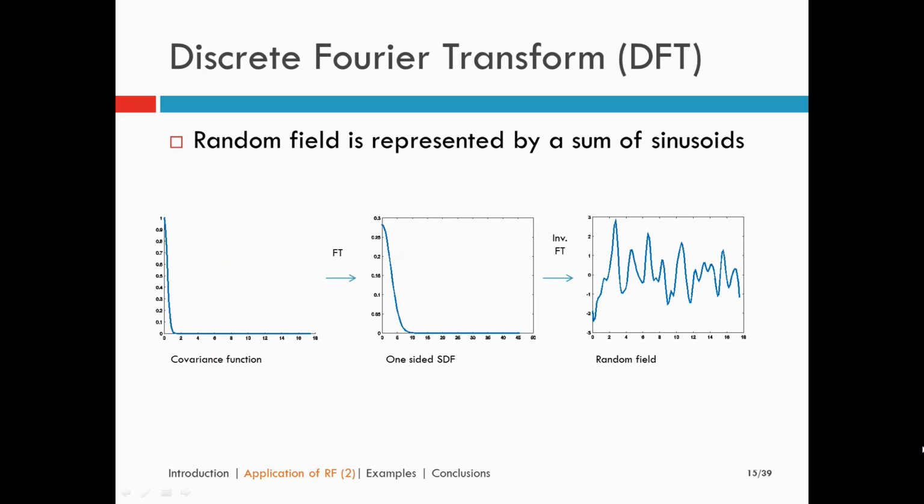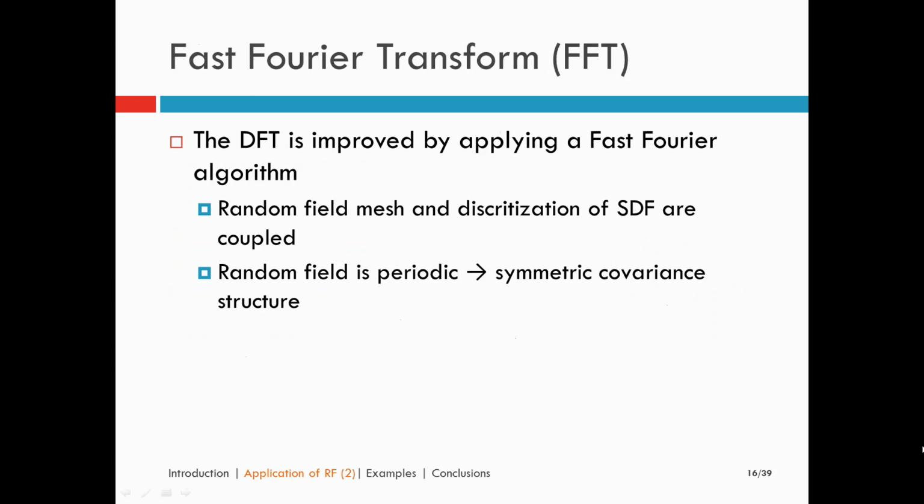Then for the fast Fourier transform method we first look at the discrete Fourier transform, and then we'll come to the fast Fourier transform. For the discrete Fourier transform, the random field is represented by a sum of sinusoids. The covariance function is first transformed with the Fourier transformation to the one-sided spectral density function, and then it's inverted back, and then we get the random field. And the fast Fourier transform is actually just an improved version of the discrete Fourier transform where a fast Fourier algorithm is applied.